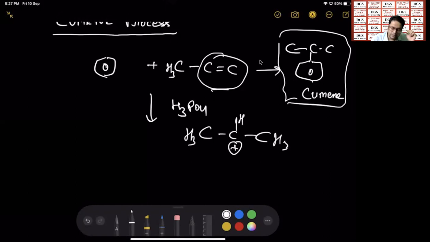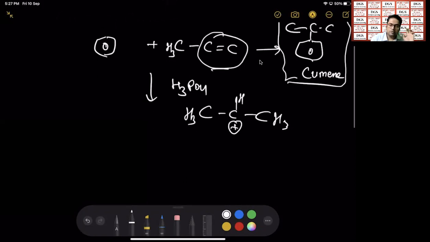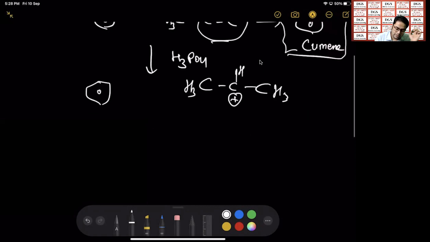And my dear students, I always used to say that in organic chemistry, you generally encounter that all reactions are acid-base reactions. So on one hand, we have this benzene, which is nucleophilic in nature, and we have this electrophilic substance. So they will come together, join together to give us this cumene.